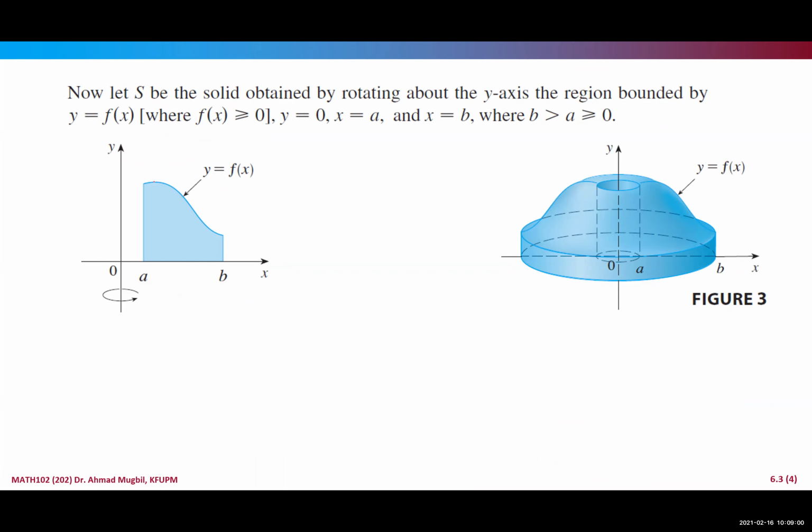So let's imagine that you have this region. Of course, here the axis of rotation is the y-axis. And this is the region. We assume that y here is greater than 0. And x is from a to b.